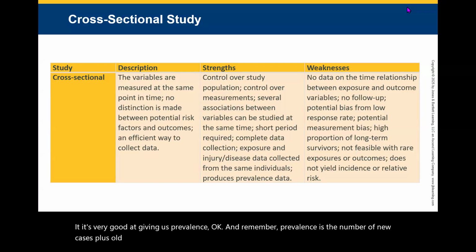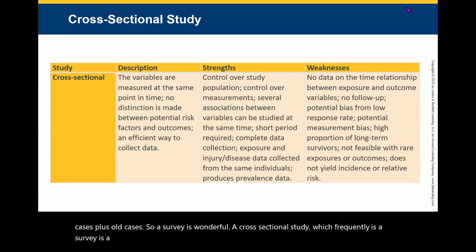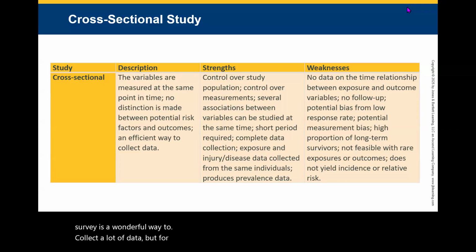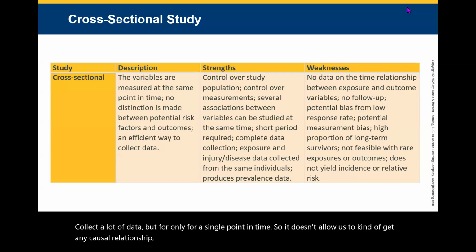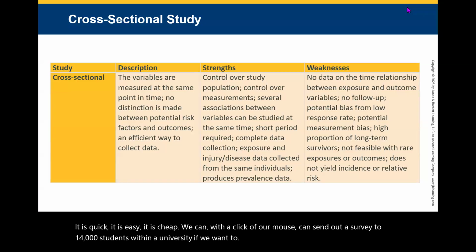So a survey is wonderful. A cross-sectional study, which frequently is a survey, is a wonderful way to collect a lot of data, but only for a single point in time. So it doesn't allow us to get any causal relationship, okay, because it's just this one point in time. All right. It is quick, it is easy, it is cheap. With a click of our mouse, we can send out a survey to 14,000 students within a university if we want to. Okay, so it's very easy and very quick.